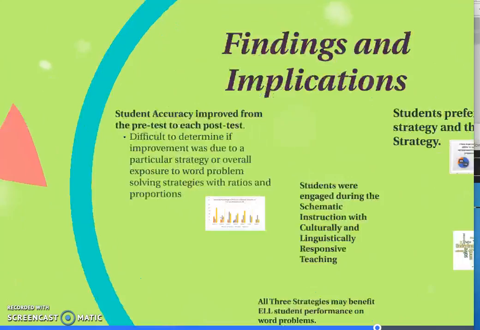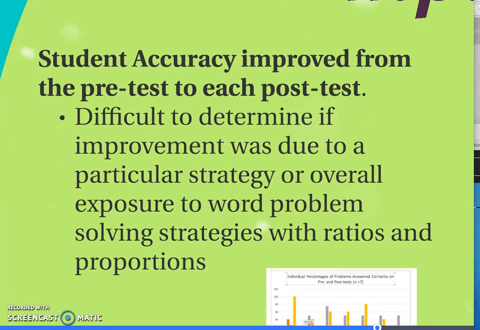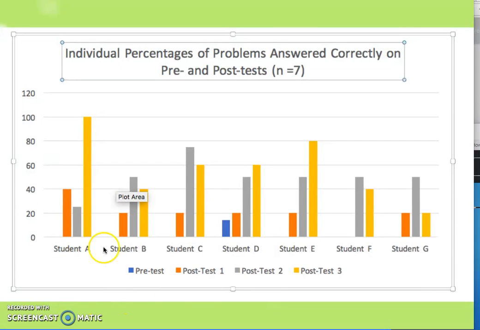So what my data reveals is, as I mentioned, it's difficult to determine exactly which strategy was the most effective. However, if you look at each student, for example, the reason you don't see the blue post-test is because these students had an accuracy of 0% on the pre-test. And so each student improved their ability to correctly solve word problems quite a bit during the process. And so instead of targeting which strategy was effective, I think all of the strategies could be useful in teaching ELLs problem-solving skills.